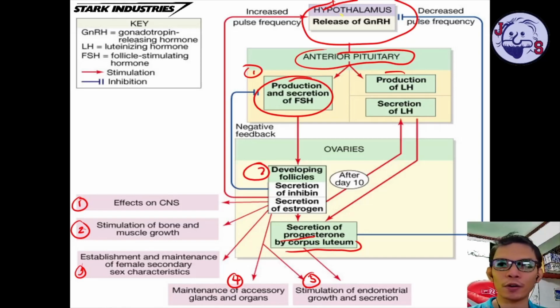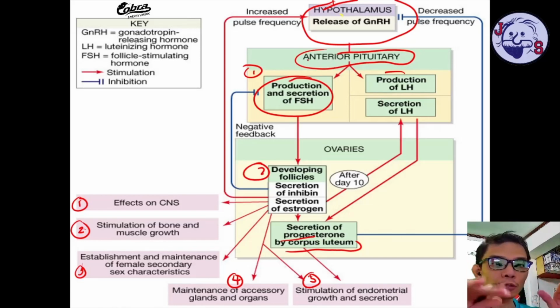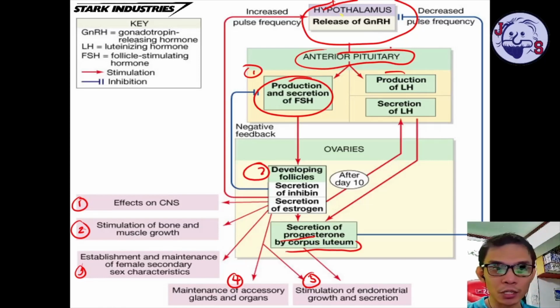Now, this time, once the progesterone is being secreted, it will give a negative feedback to tell the hypothalamus to minimize the secretion of the GnRH. It will minimize the secretion of the GnRH and it will trigger the menstrual cycle, or the menstrual period, once it does.